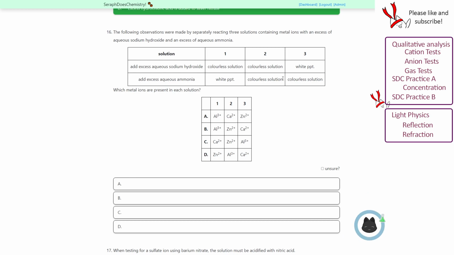Wouldn't number 3 be calcium instead? Because in sodium hydroxide, everything's soluble except calcium. Oh yeah. So the answer is C. I thought number 3 is calcium. Oh, number 3 is calcium. Yeah, because you read vertically. Number 3, when tested with sodium hydroxide, is white. That's calcium.